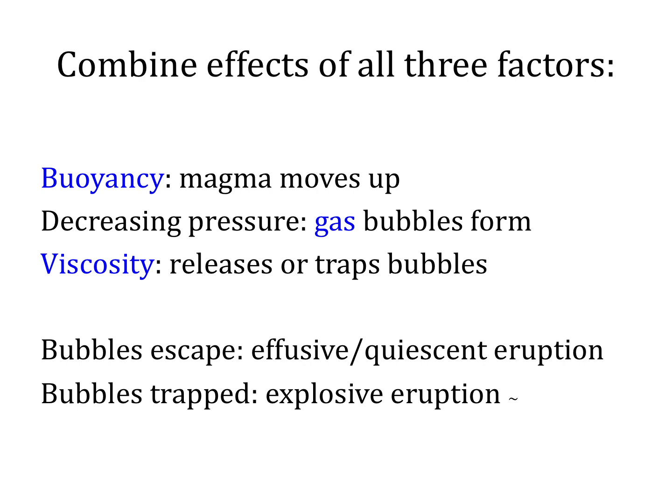So it's a combination of these effects that actually decide whether or not a magma is going to erupt and whether it's going to erupt quietly or explosively. So first of all, we have buoyancy, which is causing the magma to move up. That decreases the pressure, which causes gas bubbles to form in the magma. And then the viscosity determines whether the magma releases those bubbles or traps them.